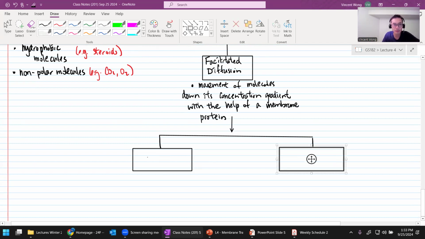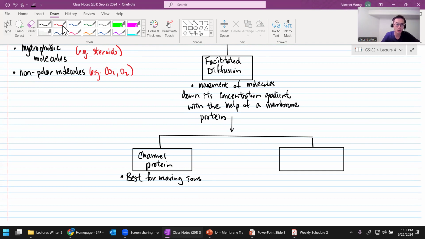So this first example here is called a channel protein. Channel proteins are best for moving ions. Remember, ions are charged particles. So for example, if you want to move some calcium into the cell or out of the cell, then you're going to use a channel protein. And this is what they look like.